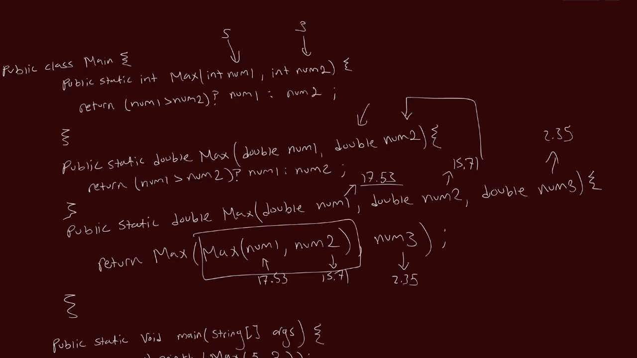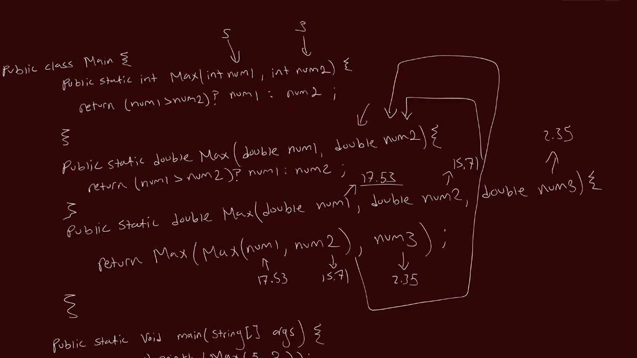Now for this part, we're going to call this method here because this one takes in double value parameters. So that means num1 is going to be 17.53 and num2 is going to be 15.71. We compare the two and then we return 17.53, not 51, my bad. So this whole thing is going to be 17.53, but we called this inner max method.